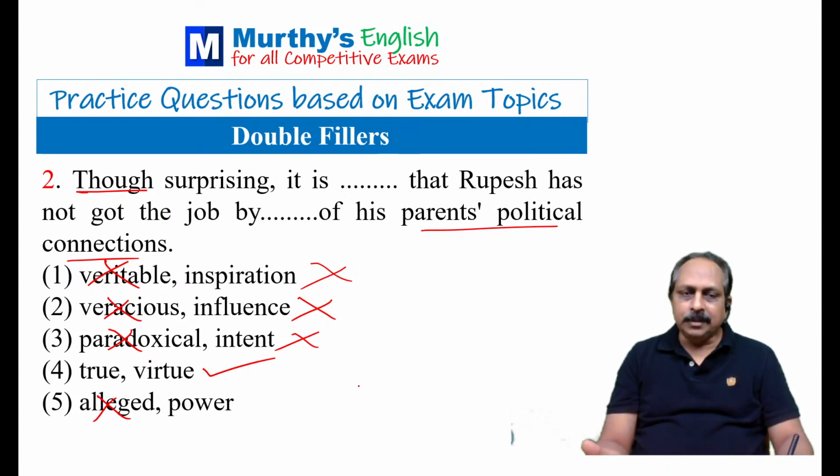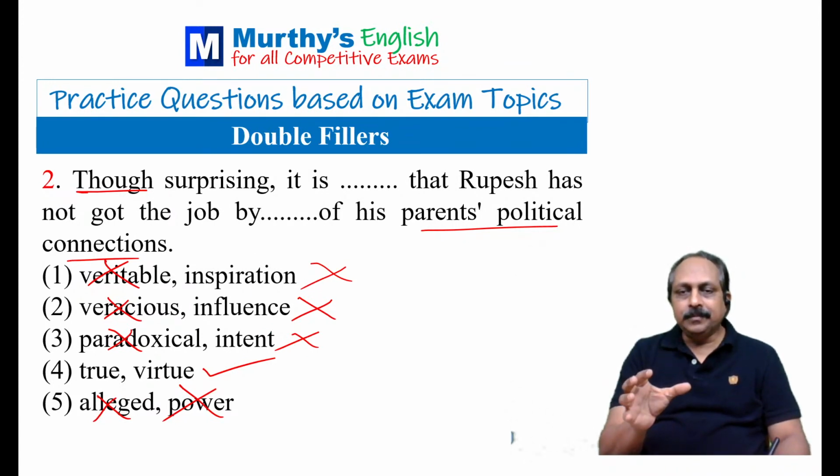Where is the fifth option? Though surprising, it is alleged that Rupesh hasn't got the job by power of; we cannot use the word power, and it doesn't go with the idea. That's what I'm talking about, Naresh, Nagamalleshwari or Nagamani. First, you have to understand the context. What is the context? What does it talk about? Rupesh, his parents have political connections.